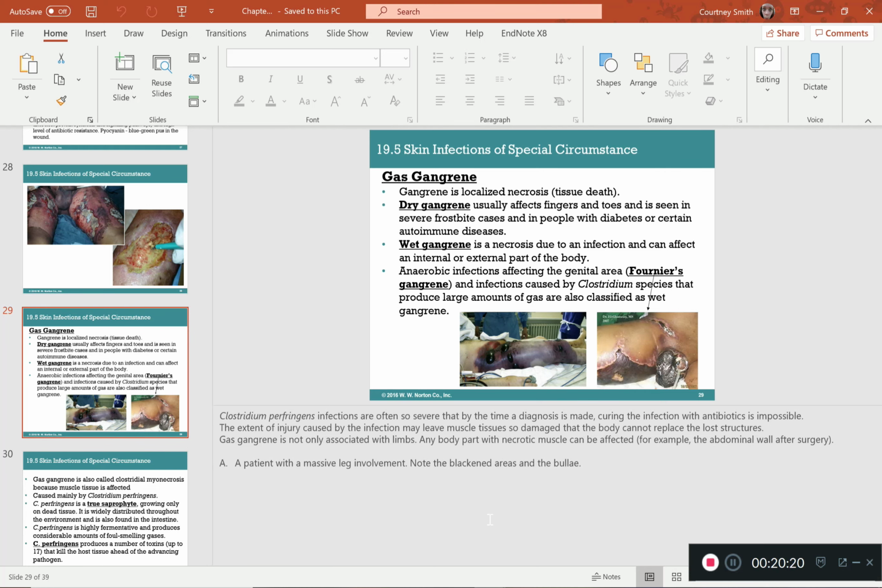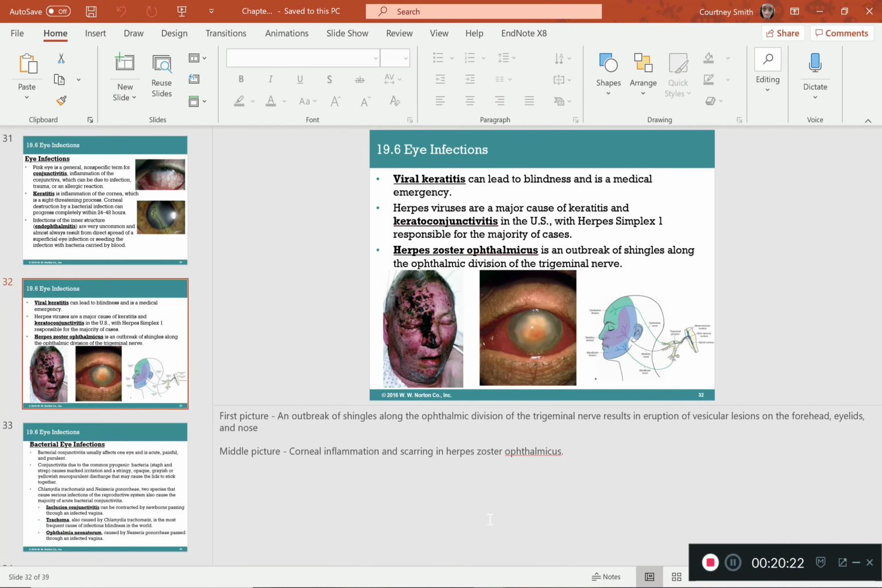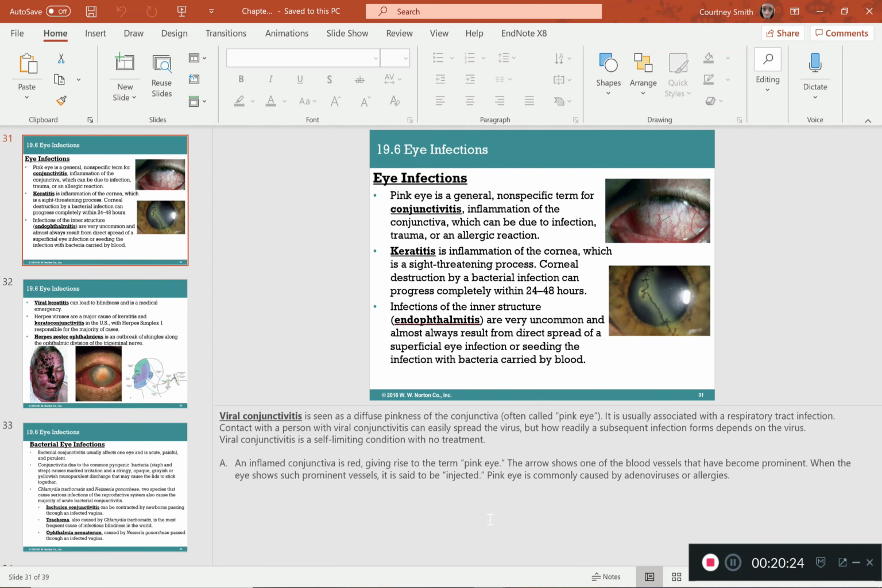And then we have eye infections. With eye infections, I really just want you to know the difference between conjunctivitis and keratitis. Conjunctivitis is the inflammation of the conjunctiva, so that is this area. You can see all that white area of the eye, and you can see the infection because of the red, like your veins in your eye.